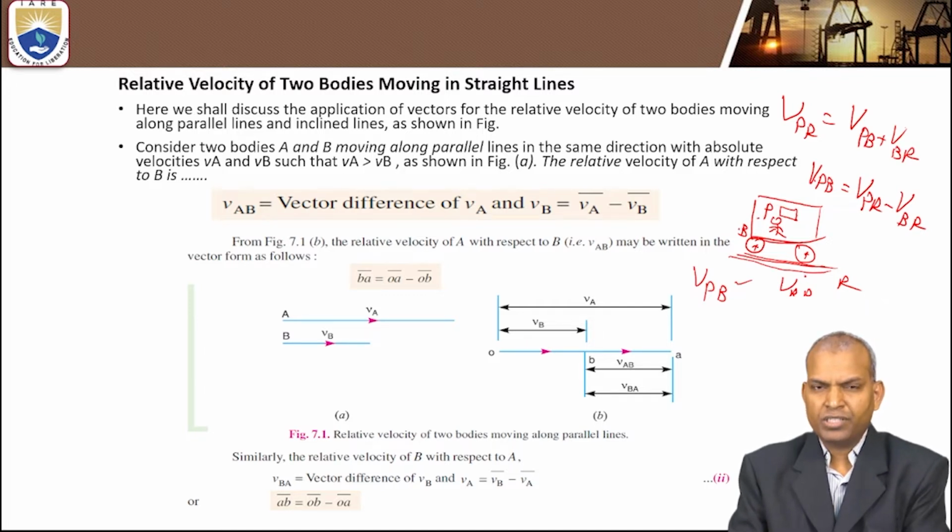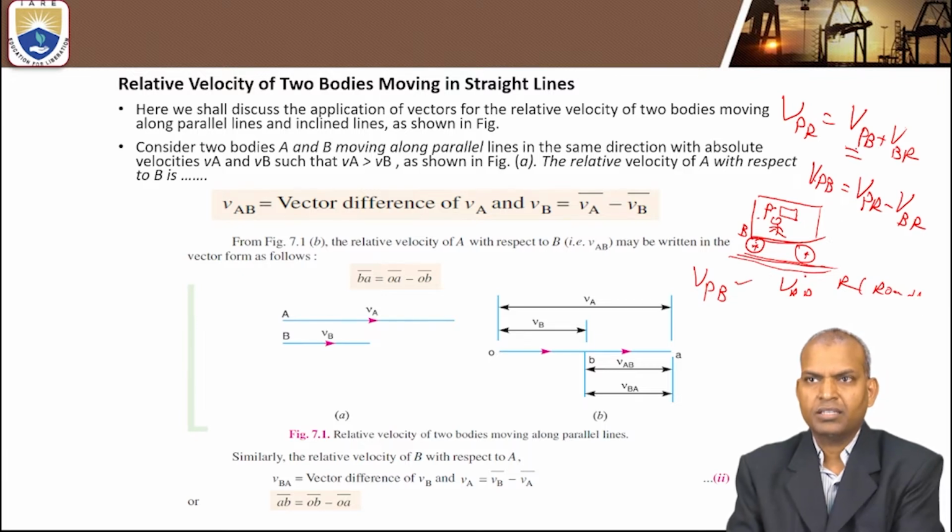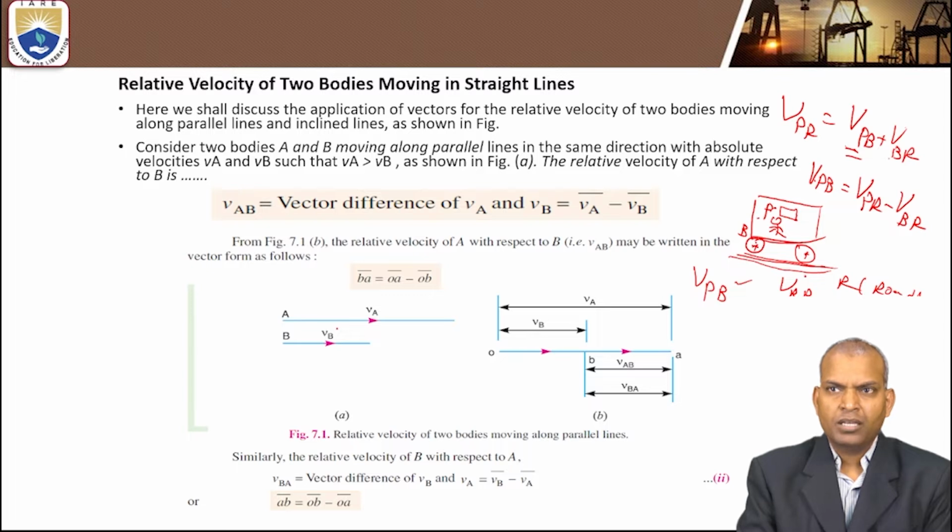Again, if the person is moving inside a bus, is walking, and you want to find out the velocity of the person with respect to the road, then what happens? The velocity of the person, this person is moving in the bus, that means velocity of the person with respect to bus, VPB, plus velocity of the bus moving on the road, that is VBR. Velocity of the person with respect to road equals velocity of the person with respect to bus plus velocity of the bus with respect to road, VPB plus VBR.